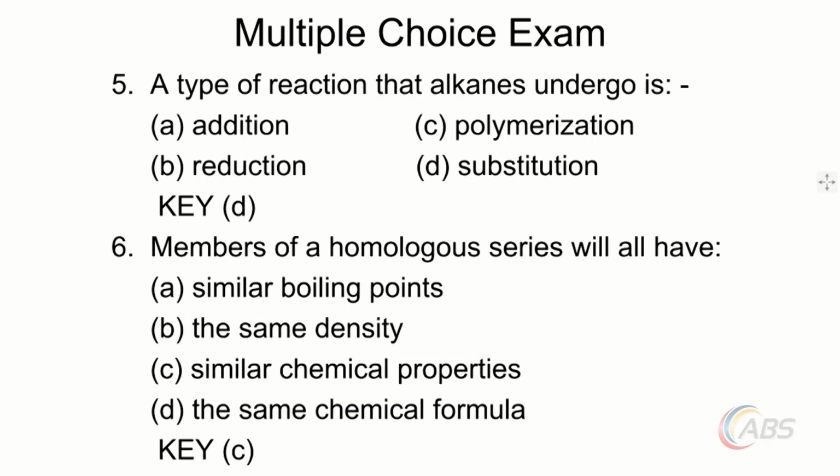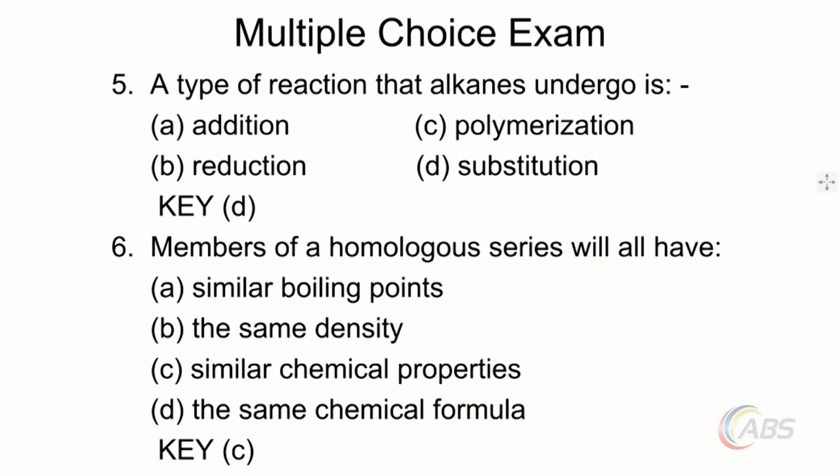Okay? 5, type of reaction that alkanes undergo. A, addition, B, reduction, C, polymerization, D, substitution. And we know that alkanes undergo either combustion or substitution. So we know this answer is D. Members of a homologous series will all have A, similar boiling points, B, the same density, C, similar chemical properties, D, the same chemical formula. And of course the answer is C, similar chemical properties.